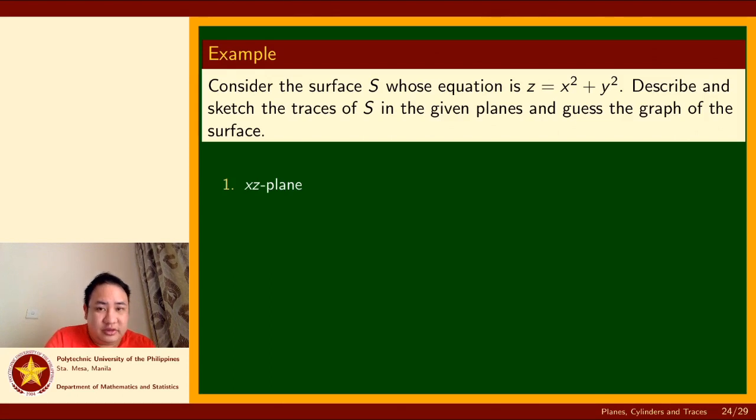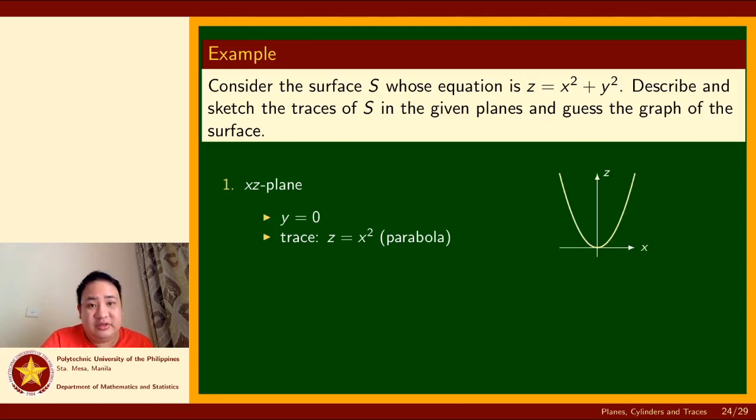So first, in the xz plane, what is the trace of the surface S in the xz plane? First, notice that in the xz plane, y is equal to 0. So if we substitute y equals 0 in the original equation, what is left is z equals x squared, which we identify as a parabola. So in the xz plane, that is the trace. Okay?